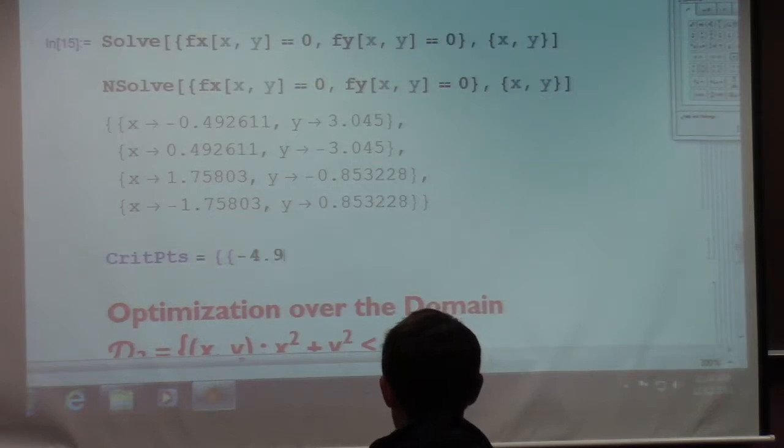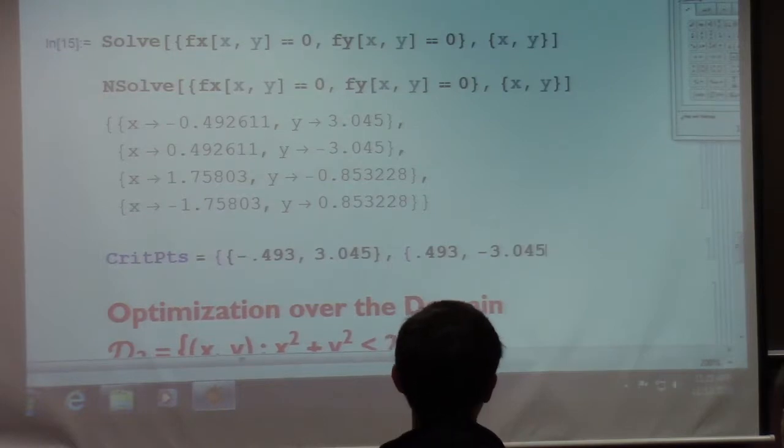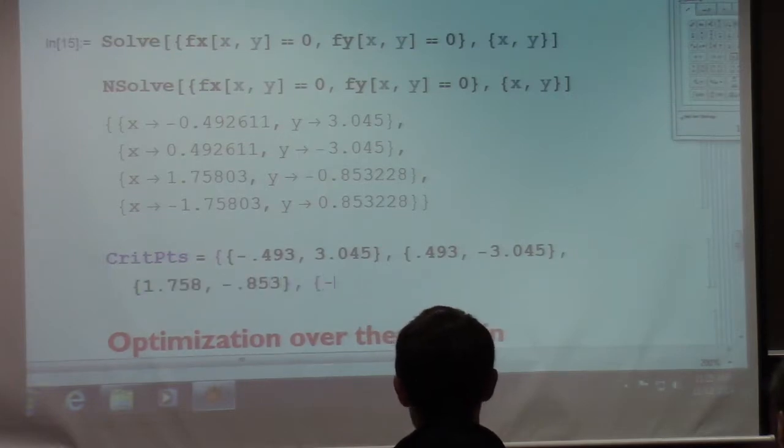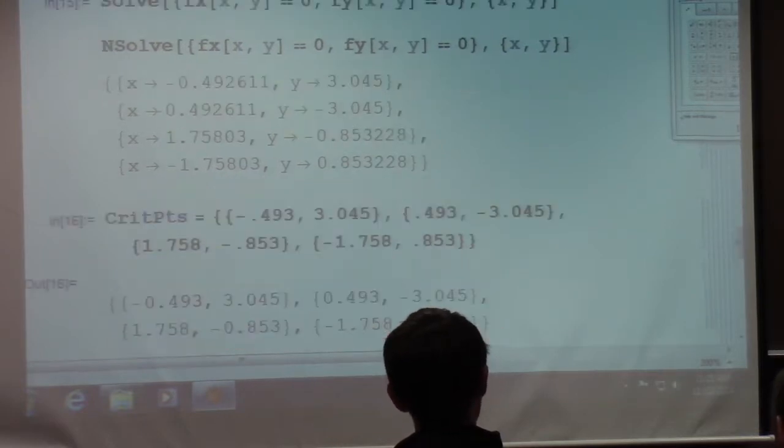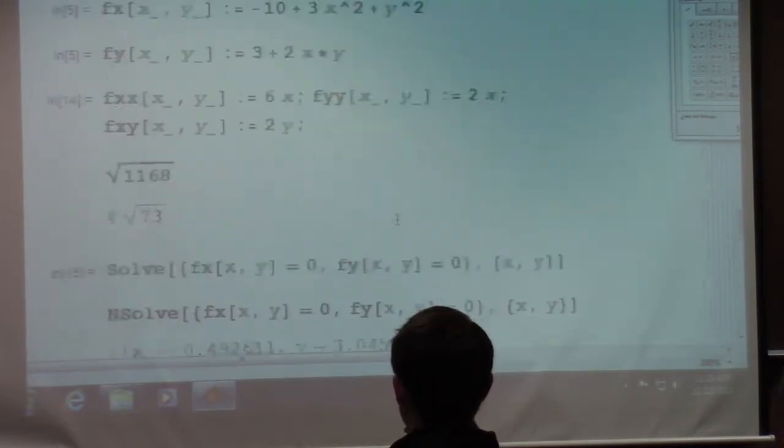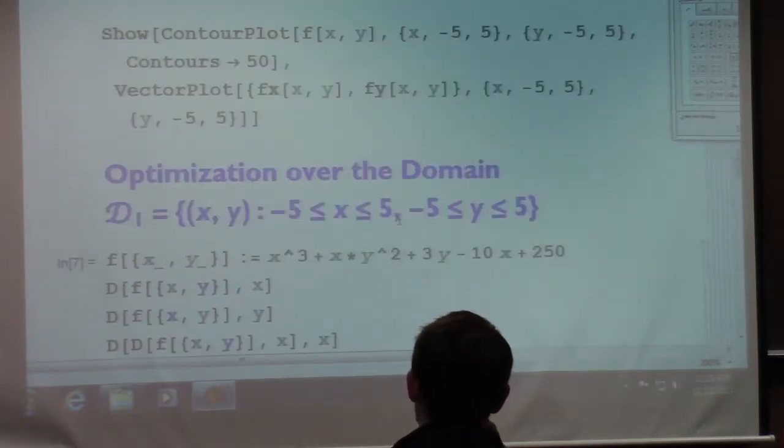Negative 0.493, 3.045. Positive 0.493, negative 3.045. 1.758, negative 0.853. And then negative 1.758, positive 0.853. I'll round them to 3 decimal places. All right, so that's a list of the critical points. I'll go ahead and plot them, and then I'm going to show you kind of a neat trick here.